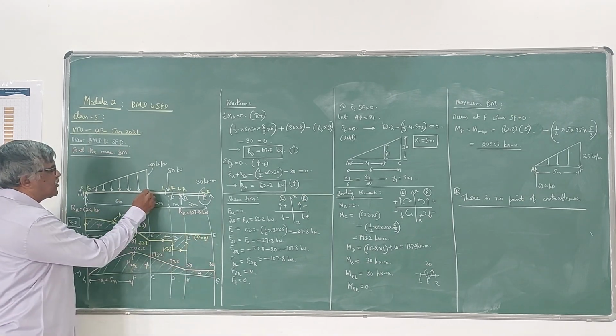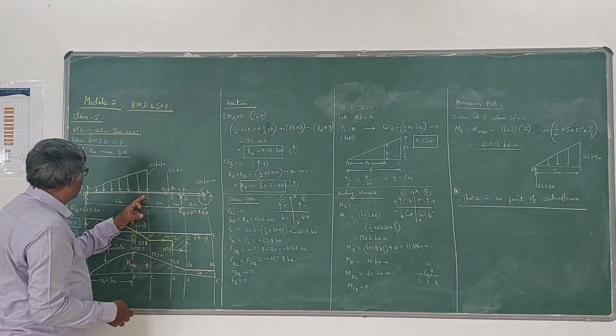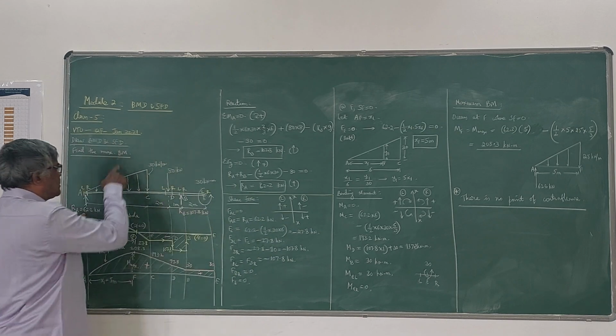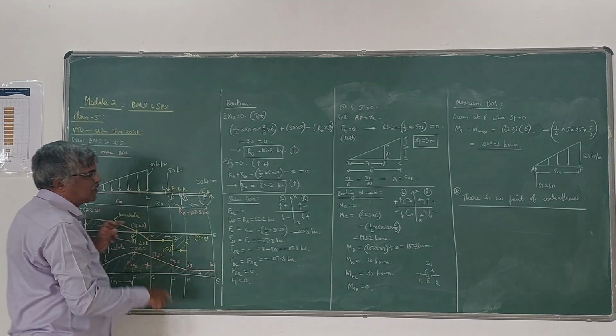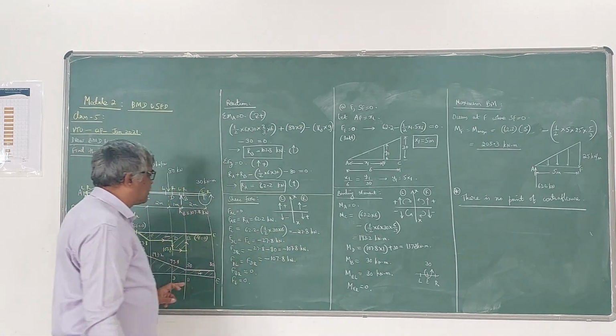Then come to the next point C. At C, the shear force at C, seeing the left side, is 62.2, upwards is positive, minus this triangular load, the area of the triangle, minus half into 6 into 30. So it comes out to be minus 27.8 kN.